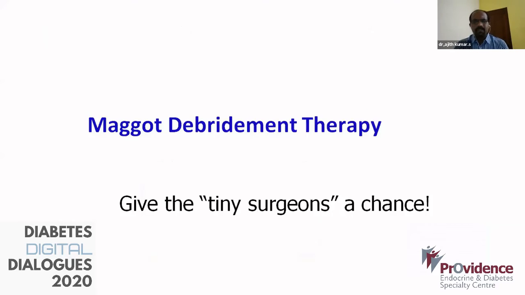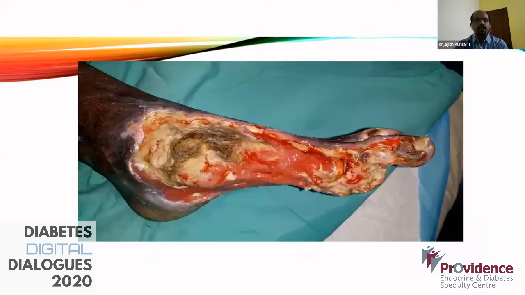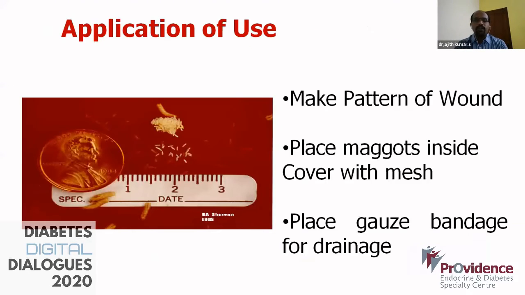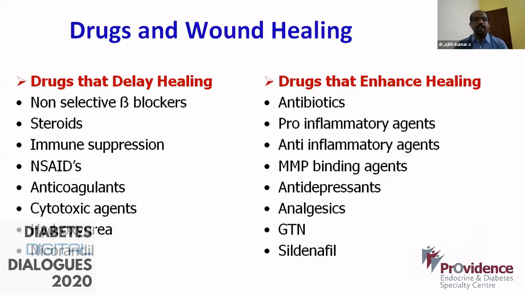Maggot debridement is not a new modality, but you can give the tiny surgeons a chance to get rid of this soft tissue, which is given in the picture, especially in dirty wounds. You can make a pattern of the wound and place this gauze bandage for draining.